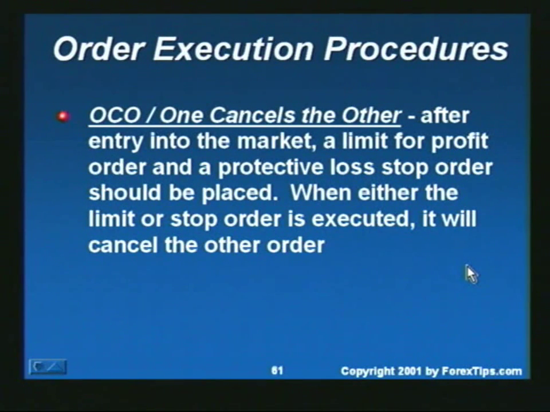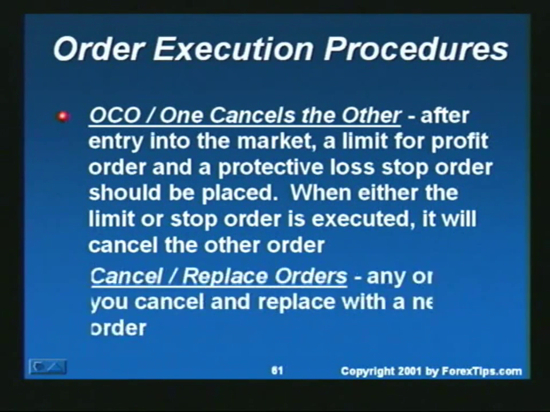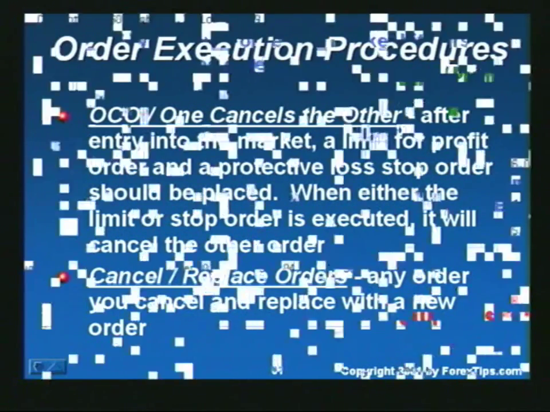Order execution procedures: OCO, one cancels the other. After you enter the market and you place your buy and then your 2 sells, when the market hits one of those sells, it will cancel the opposing order. That is called an OCO. After entry in the market, a limit for profit order and a protective stop loss order should be placed. When either the limit or the stop order is executed, it will cancel the other order. The other one is called a cancel replace. Any order you cancel and replace with a new order.